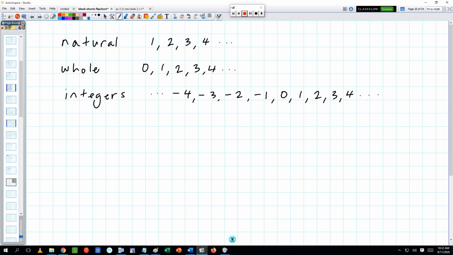So those are the numbers that we started with: the natural numbers, 1, 2, 3, 4, 5, 6, 7, 8. Whole numbers, 0, 1, 2, 3, 4, 5, 6, 7, 8, 9, 10, forever. And then your integers, your positive and negative numbers with 0. 0 doesn't have a sign, it's considered a neutral number. And then came rational and irrational.